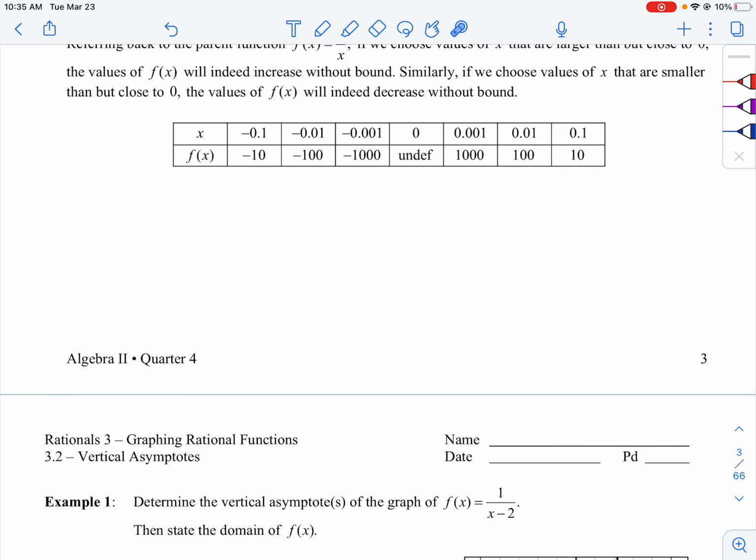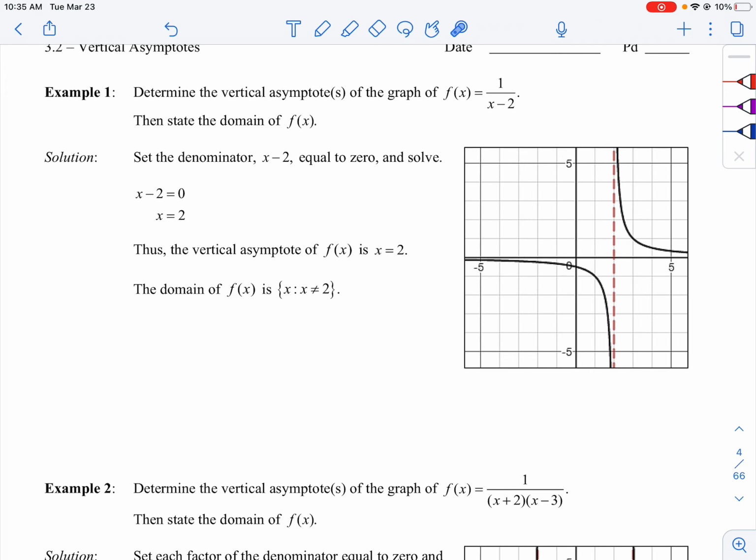So let's have another example here. Determine the vertical asymptote of the graph of f of x equals 1 over x minus 2. Then, state the domain of f of x. First, remember that the domain restriction comes from the denominator. So let us make that denominator equal to 0 so that we can determine the domain restriction of it. So here, I have x minus 2 equal to 0. X is equal to 2.